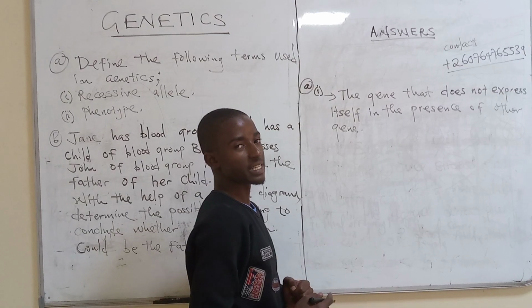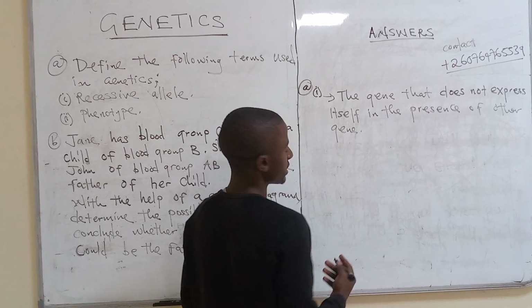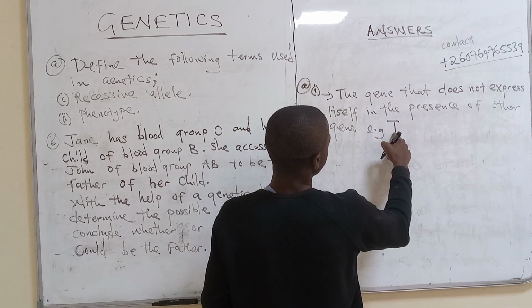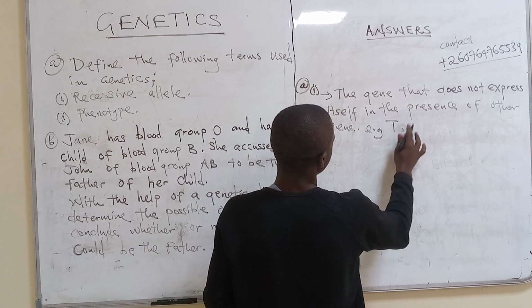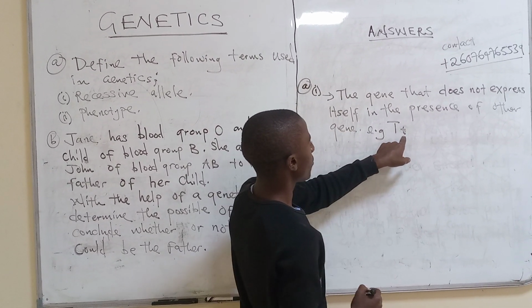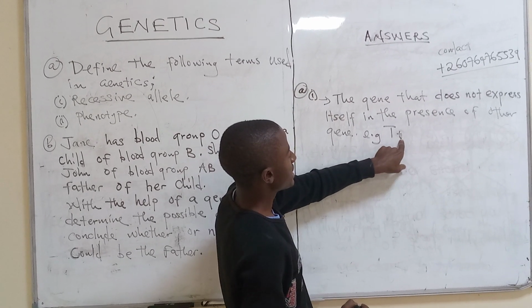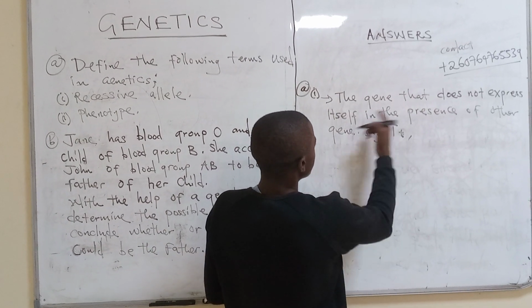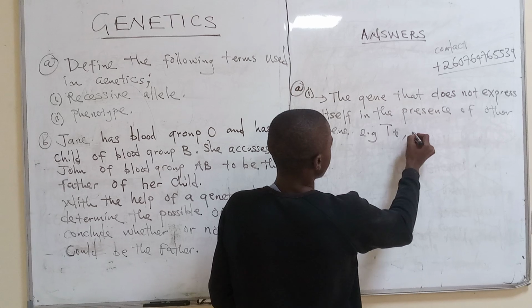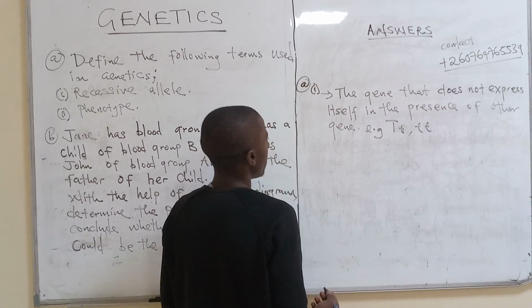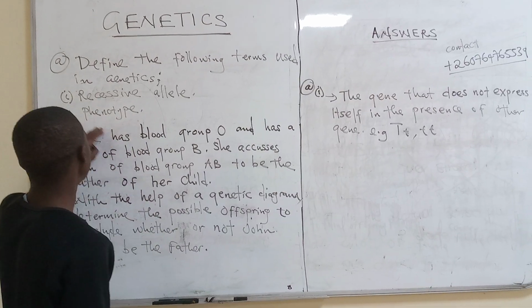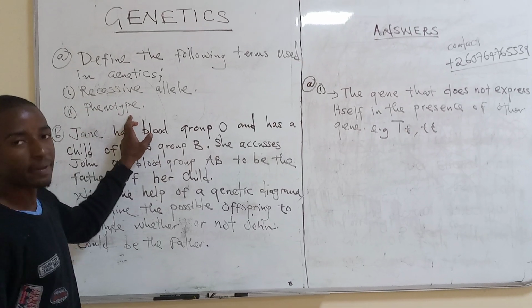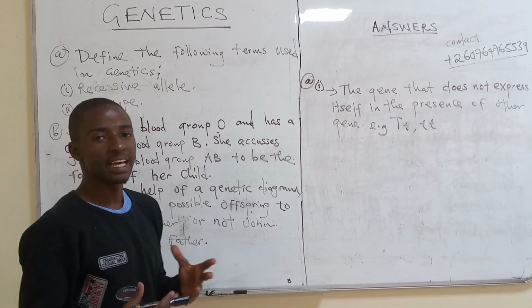Example, we can take for instance the tallness of a tree. So you find to say, for example, capital letter T over small letter t. So you find to say that this small letter is recessive over this capital letter T. Or a recessive gene, they can also represent it as small tt. So from there we can also proceed to the second question, where they are asking us to define phenotype.